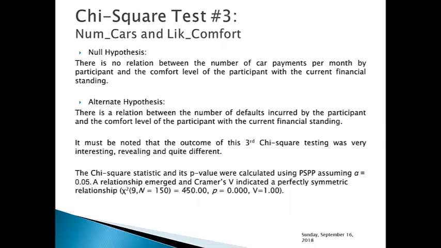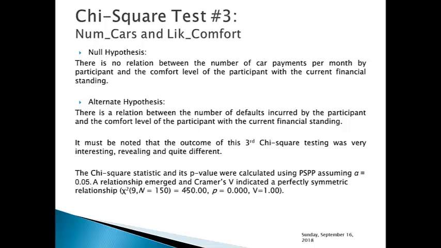Now, the final chi-square test, that's number 3, is between the num_cars and life comfort. In this test, the null hypothesis states that there is no relationship between the number of car payments per month by a participant and the comfort level of the participant with the current financial standing. The alternate hypothesis also states that there is a relationship between the number of defaults incurred by the participant and the comfort level of the participant with the current financial standing.